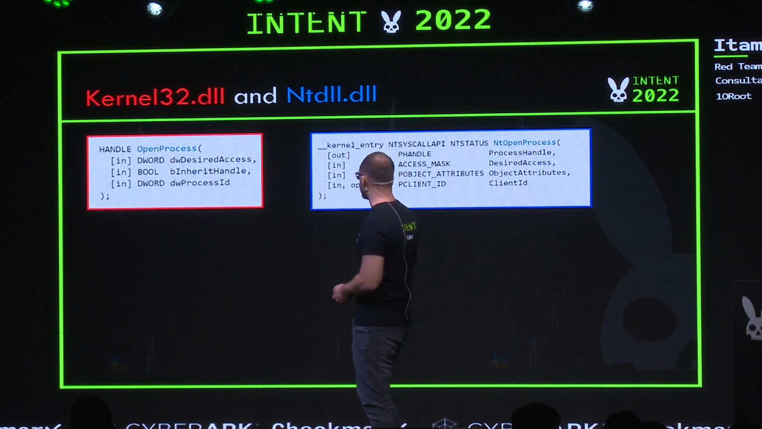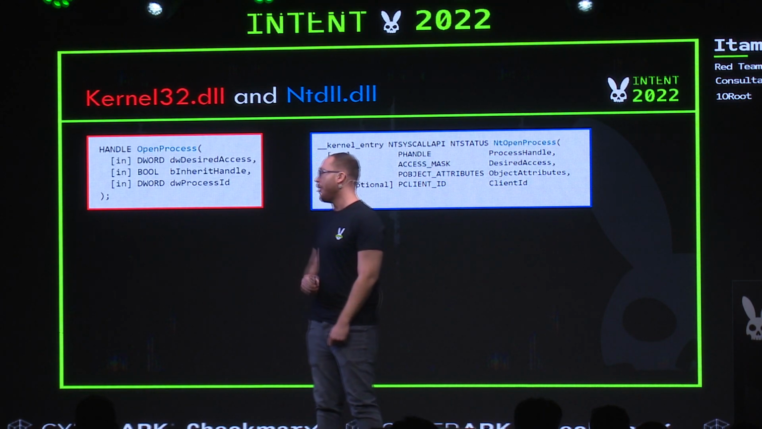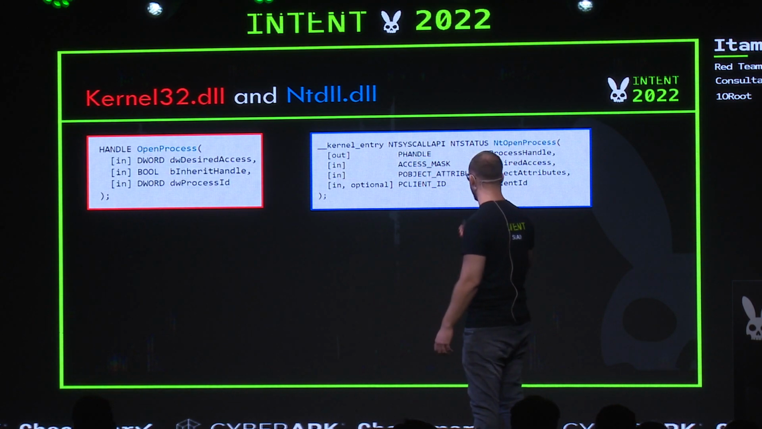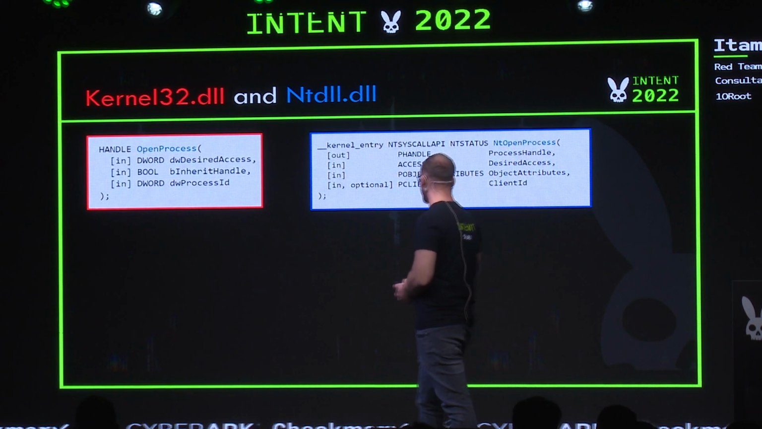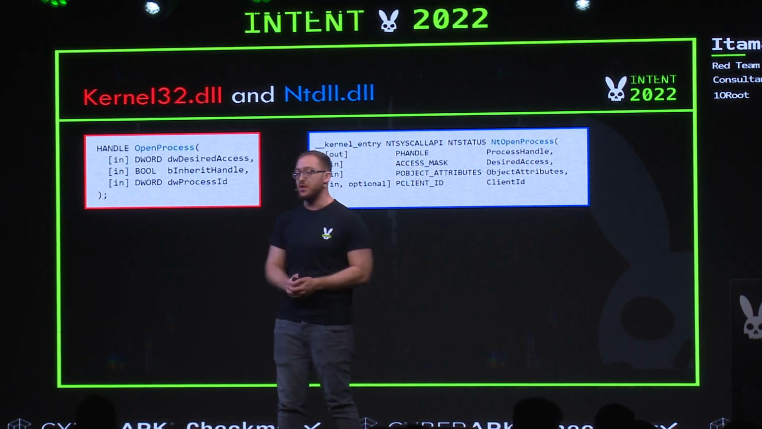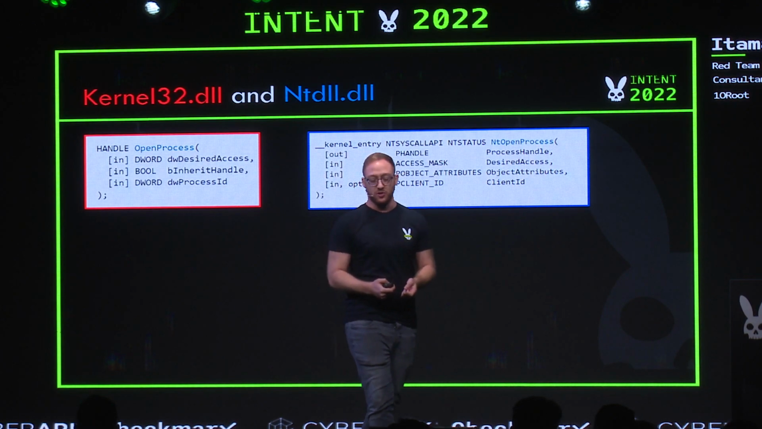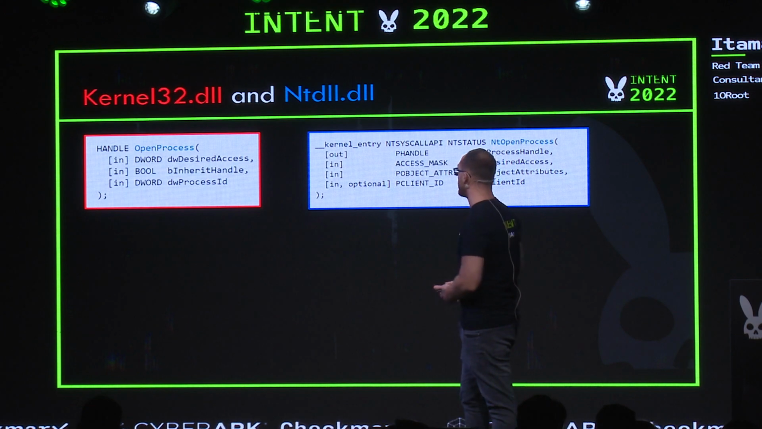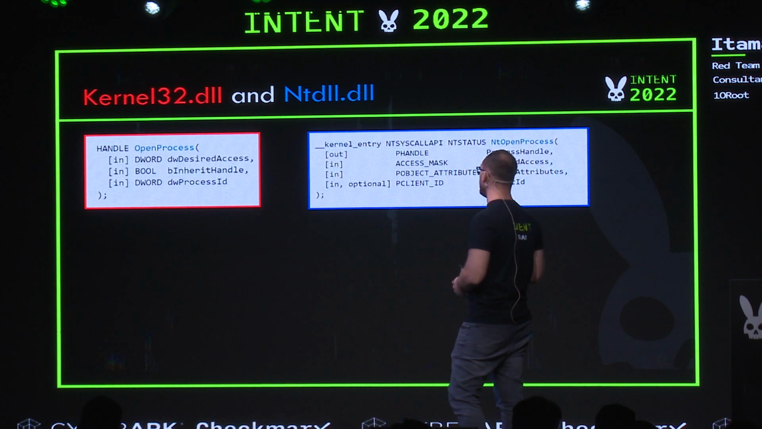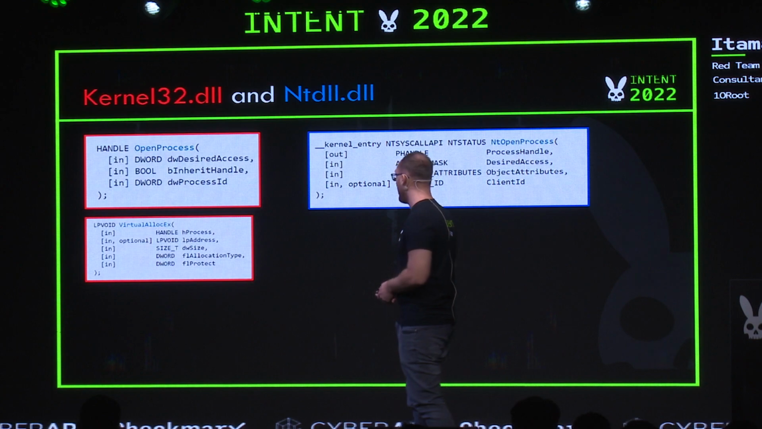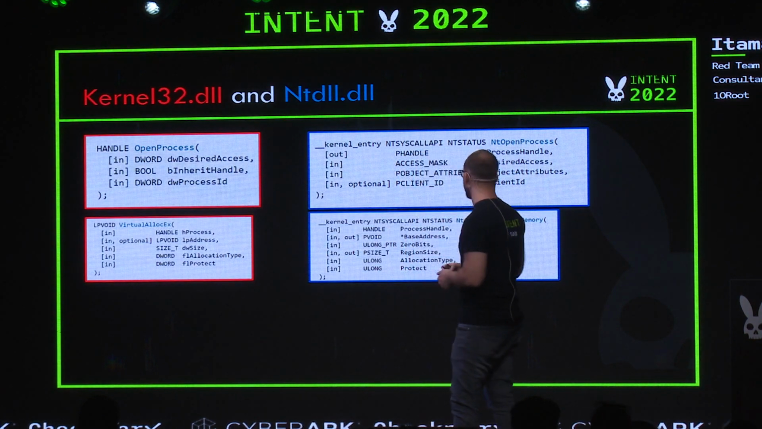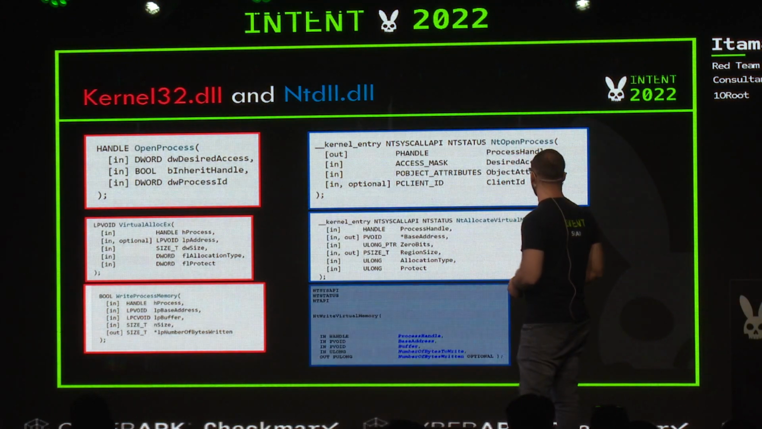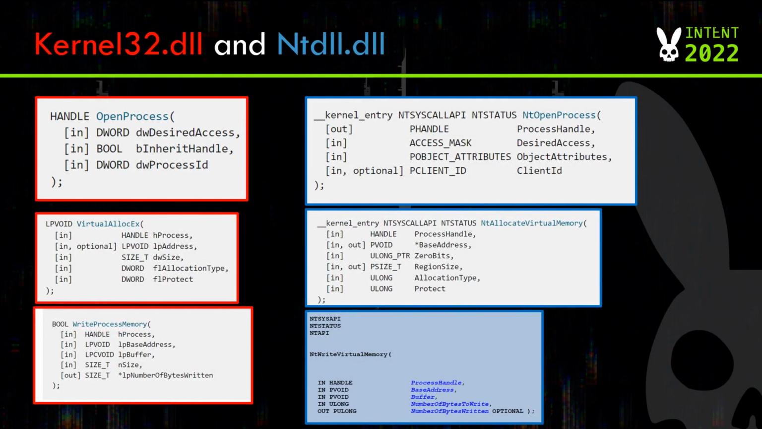We see that the desired access becomes an access mask object. We see that we have some more attributes that we can send to that request by an object attributes variable. And we can also provide the process ID by a client ID object. So we can see this parallelism throughout all of the common APIs that we think of when we're talking about injections, for example. So we can see that VirtualAllocEx would essentially call NtAllocateVirtualMemory, and we can see that WriteProcessMemory will eventually call NtWriteVirtualMemory.